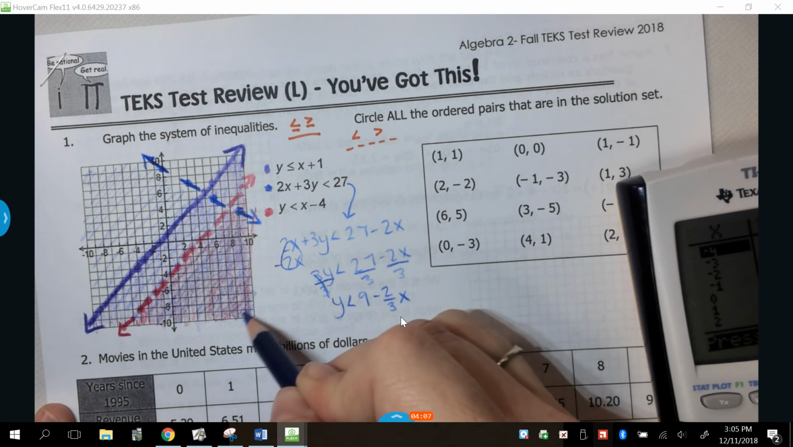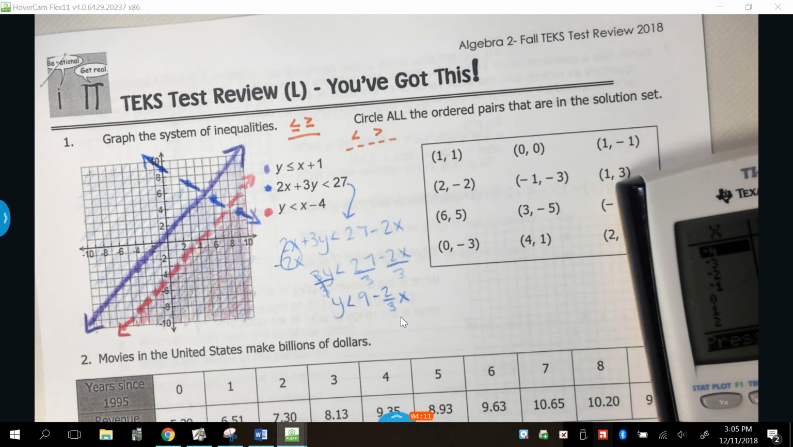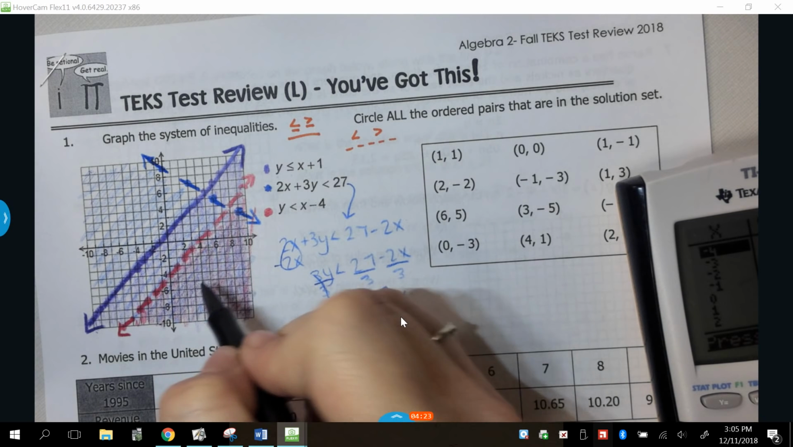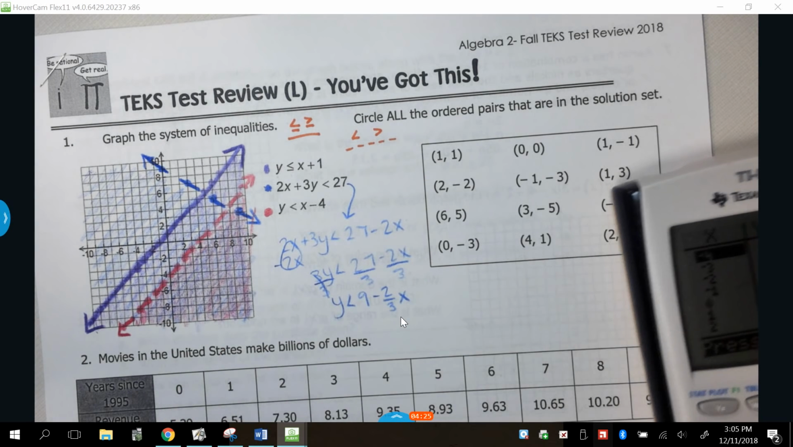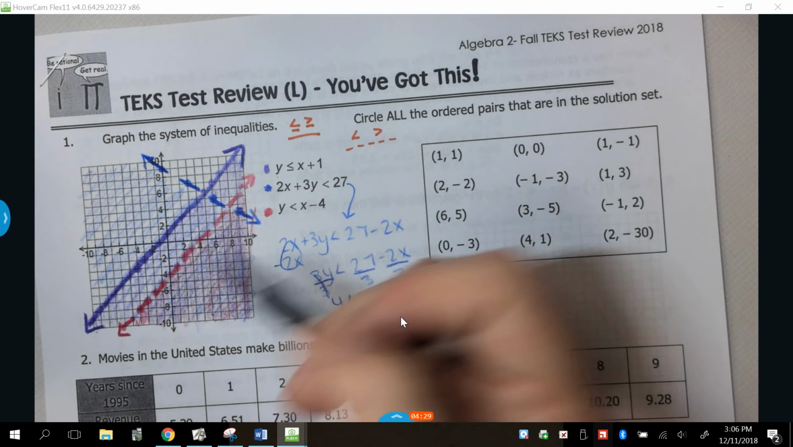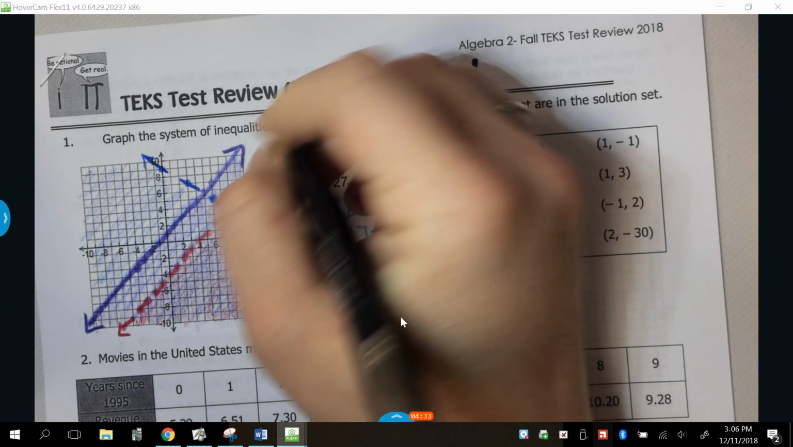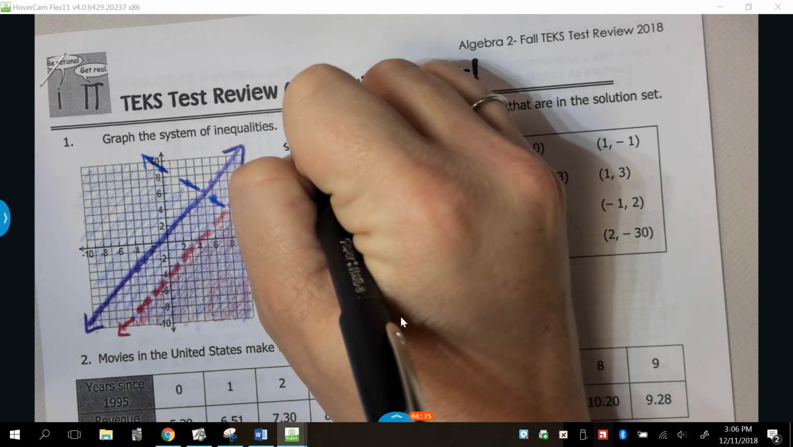So I want you to realize that the answer to this system, remember, system is when you look at more than one equation at a time. The answers to this system belong down here where all 3 colors are shaded. Okay? Dashed lines do not hold solutions, so no solutions, while solid lines do hold solutions.